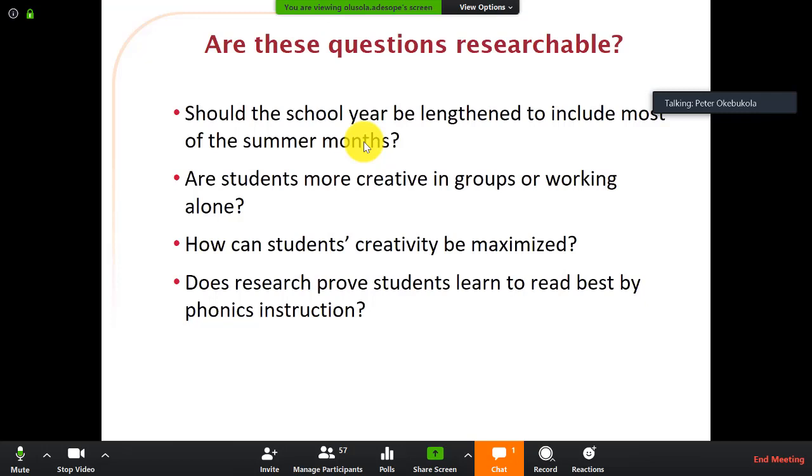Yeah, you can unmute your microphone, class, anybody, and then answer Professor Adesope.